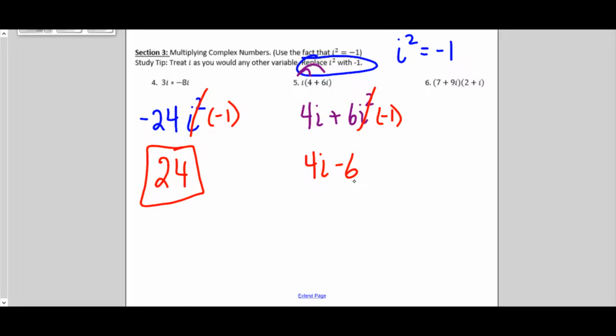Reorder this so that the i comes second. So I would put -6, and then this 4i is really positive because there's no negative in front. So this would say -6 plus 4i.